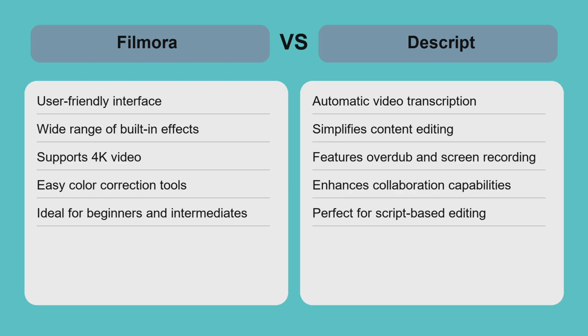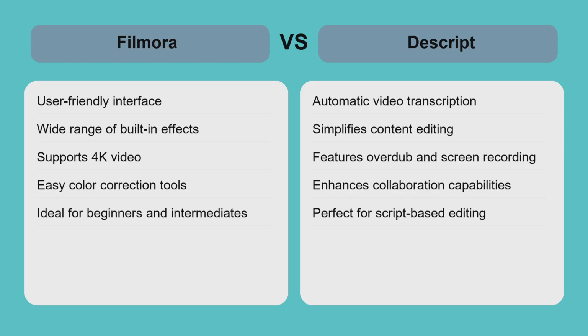It's best when you want full control over video aesthetics. Descript shines in content-driven editing where text accuracy and quick revisions matter, such as podcasts or tutorials. The trade-off is between Filmora's richer visual toolkit and Descript's streamlined text-based workflow.